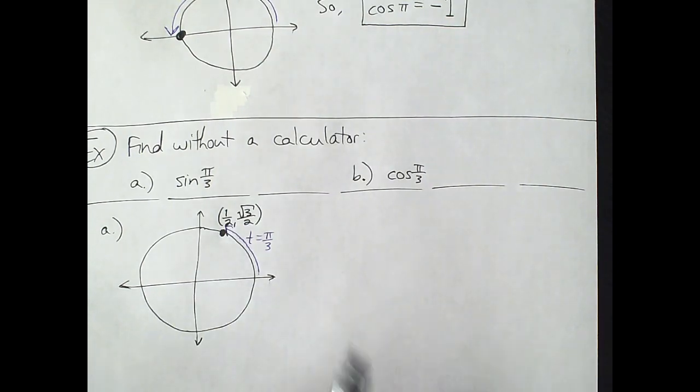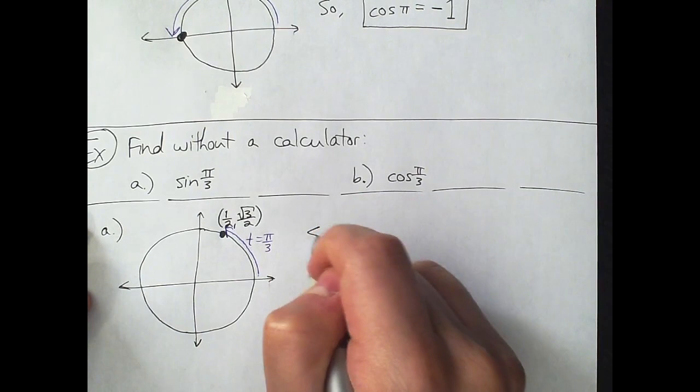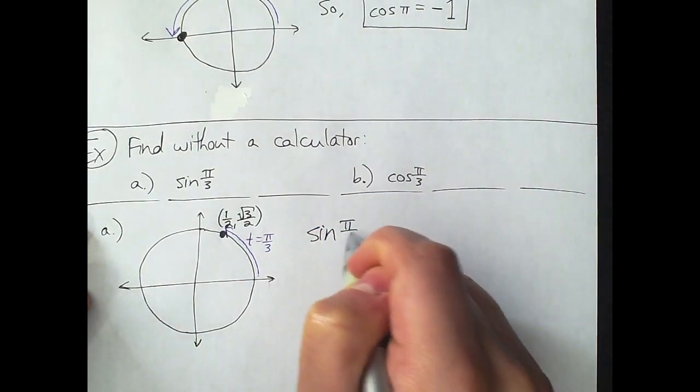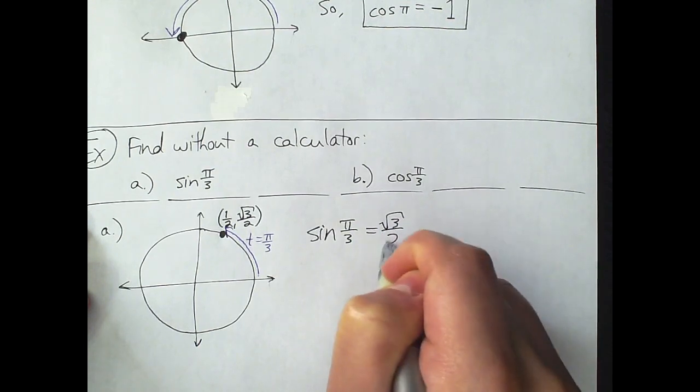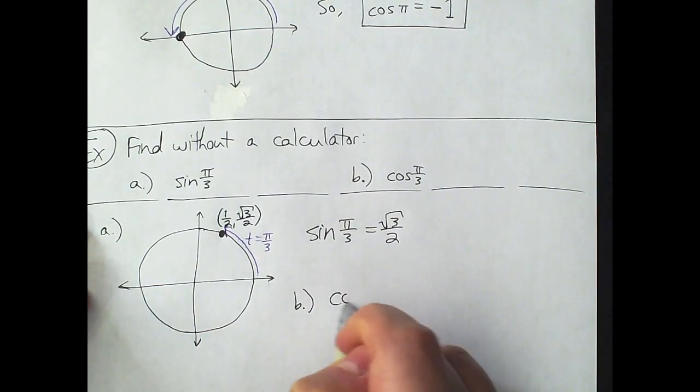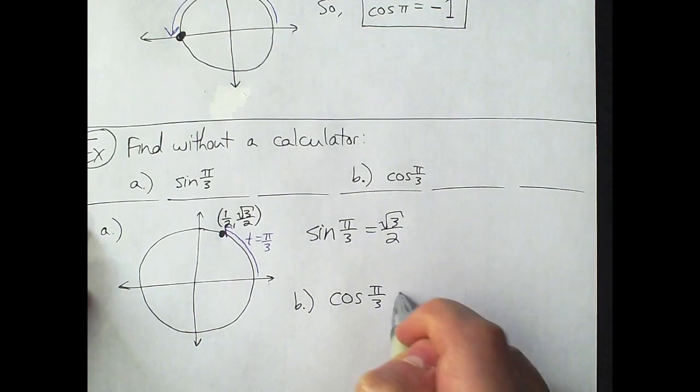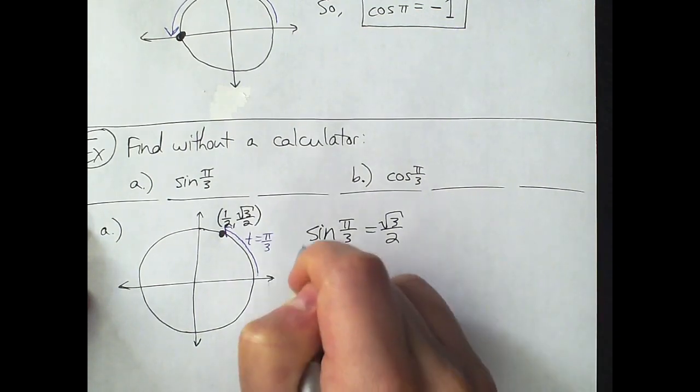That would be okay with me. So we found that sine of pi over 3 is the y-coordinate of this, so it is square root of 3 over 2. And then part B, cosine of pi over 3 is going to be 1/2. So we answered both parts.